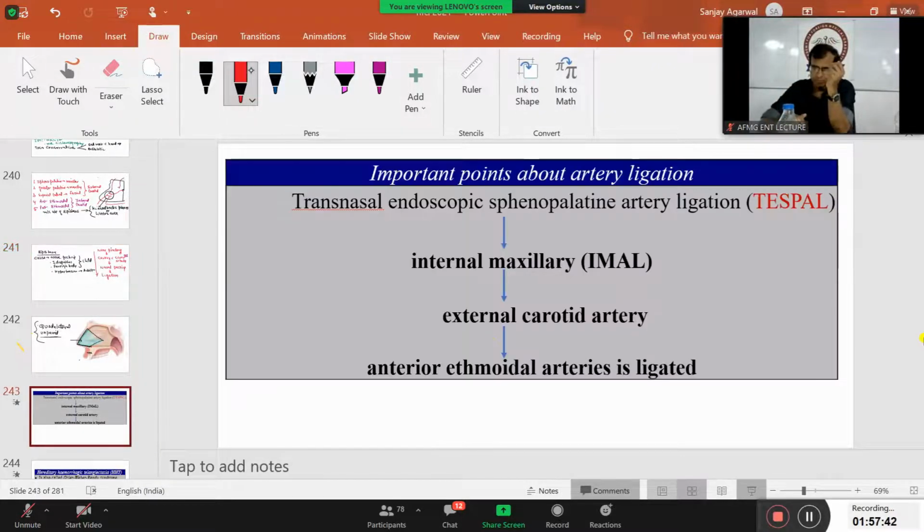How do you ligate? Look at the line: transnasal endoscopic sphenopalatine artery ligation. This is what you do. TESPA. So what does TESPA stand for? Transnasal endoscopic sphenopalatine artery ligation.